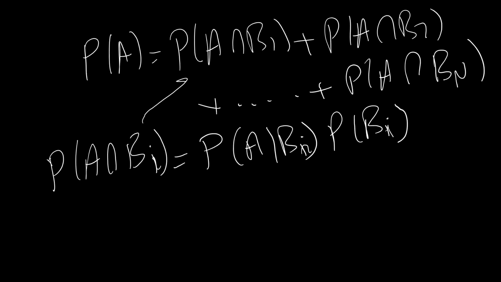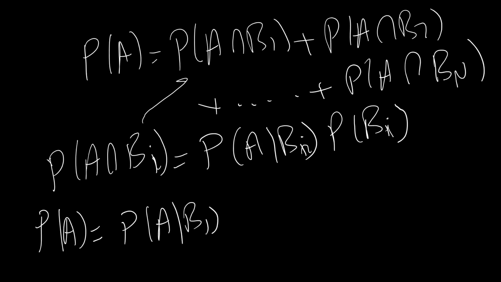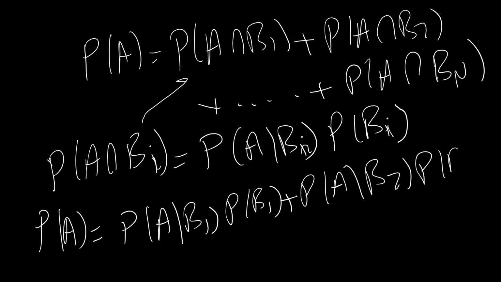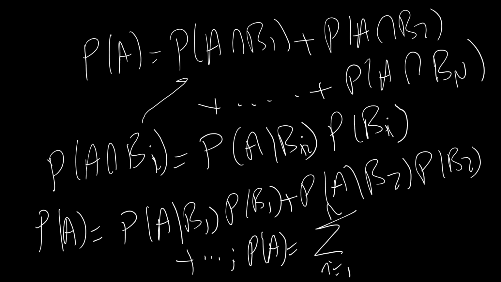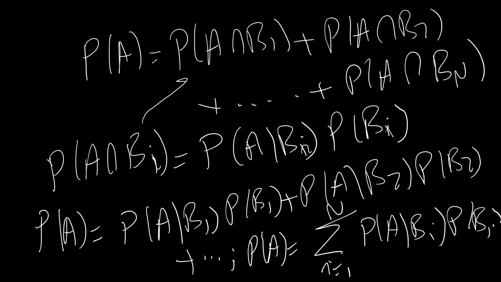So for any i, for any B1, B2, B3, it is the same. So if we substitute it here, we will have probability of A equal to probability of A given B1 times probability of B1, plus probability of A given B2 times probability of B2, and so on. So in general, we can say that probability of A equals the summation from i equals 1 up to n of probability of A given Bi times probability of Bi. This is called the law of total probability.